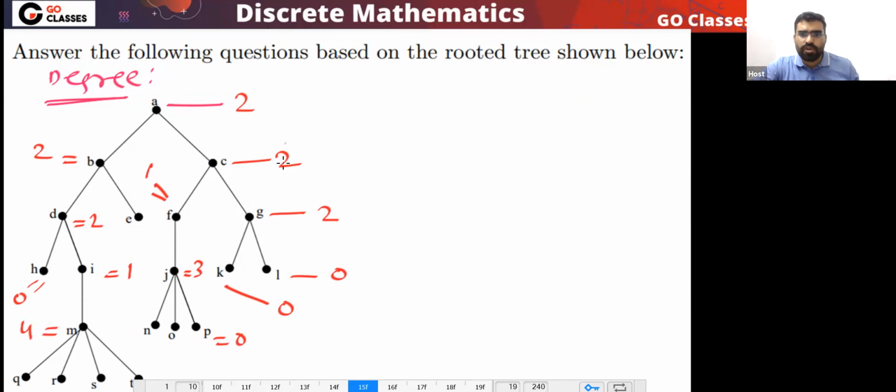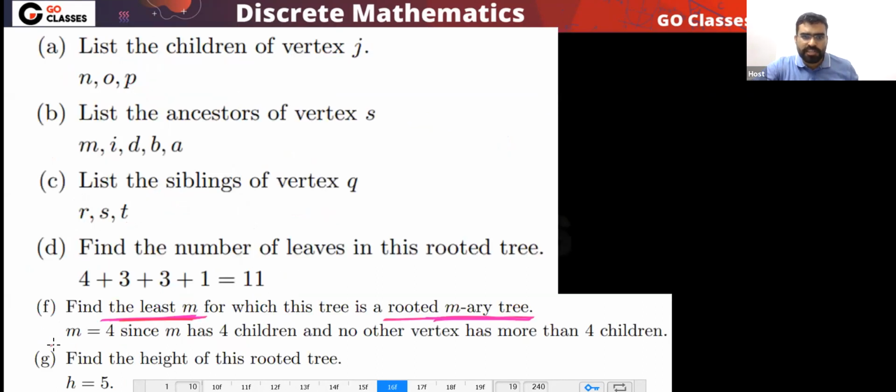So actually this is a 4-ary tree. Yes or no? I can say so because this vertex has degree 4, you can notice this has 4 children. So I can say this is your 4-ary tree because m has 4 children. No other vertex has more than 4 children.